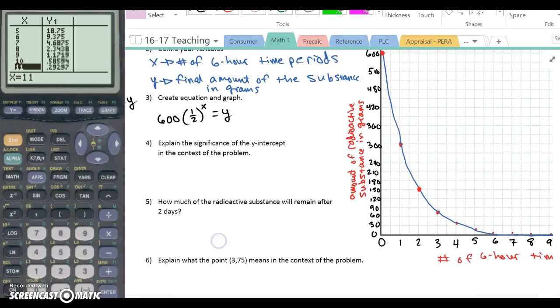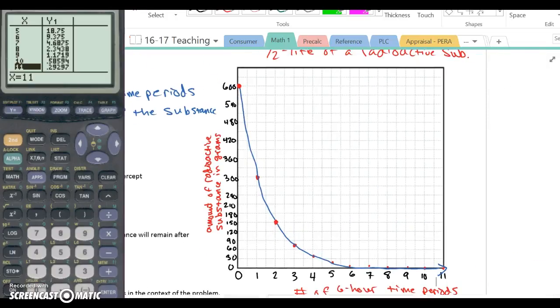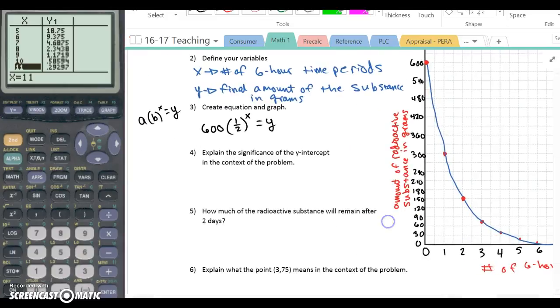Let's answer a few questions here. Actually, I'll keep that screen on here for a second so you can look at it. You can pause it if need be. Explain the significance of the y-intercept in the context of the problem. So I would say we started off with 600 grams of the substance.